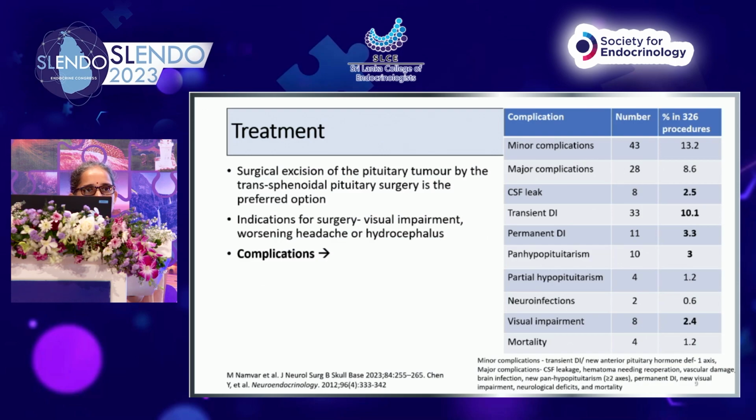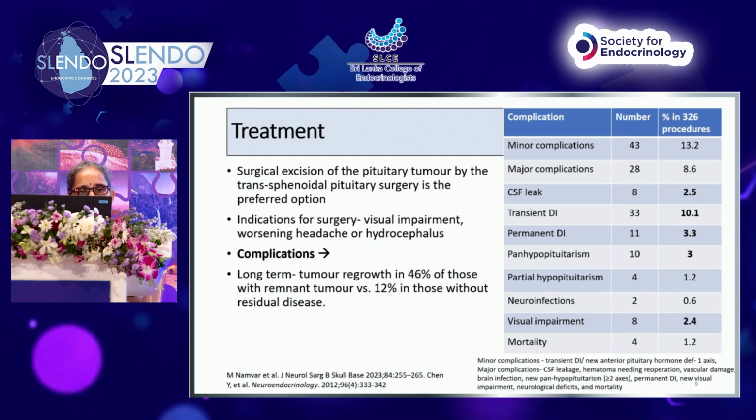The most common complication following pituitary surgery is transient postoperative diabetes insipidus in about 10%, followed by permanent diabetes insipidus and panhypopituitarism, which develop postoperatively in about 3%. CSF leak and visual impairment are other problems in about 2.5%.